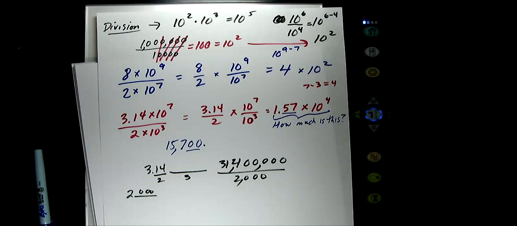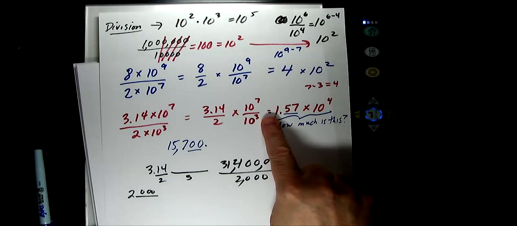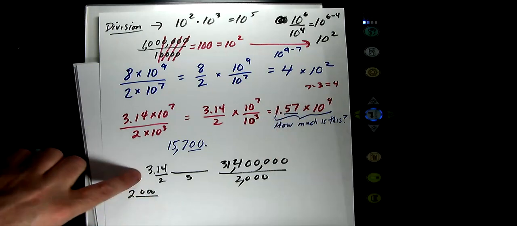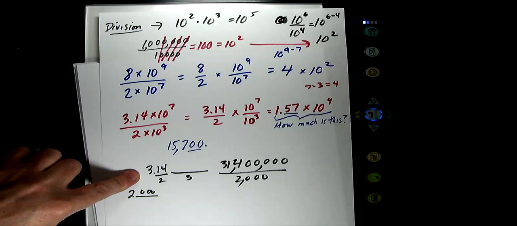Or, don't worry about the sign, do the sign, that's just adding and subtracting exponents. I would probably just do 3.14 divided by 2. And then do some basic arithmetic.